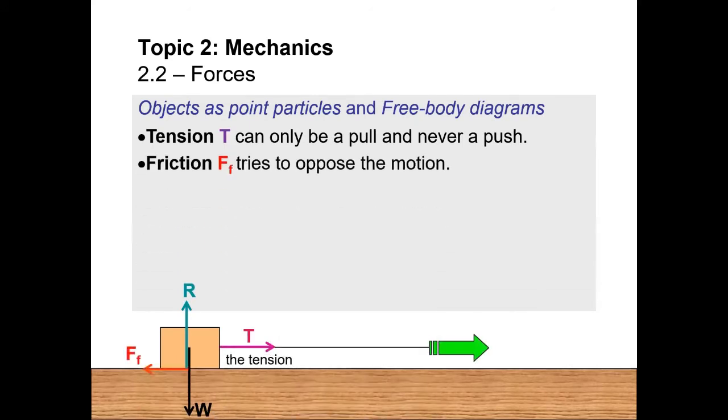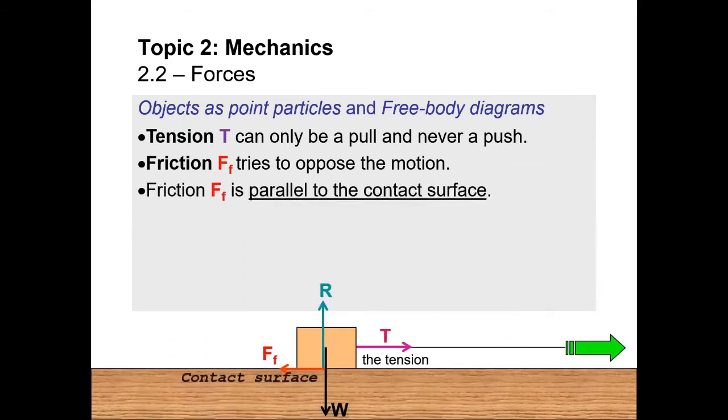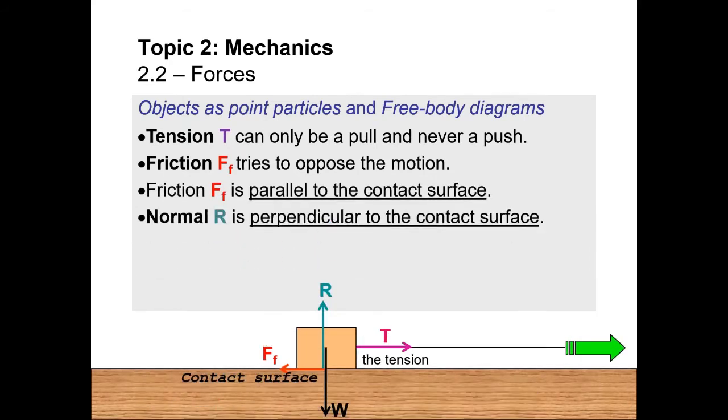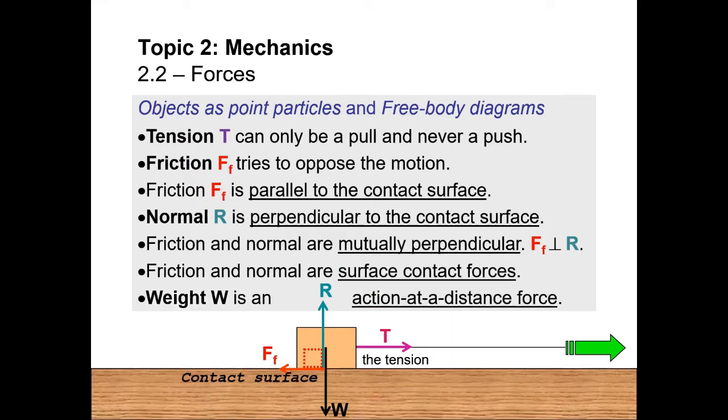Friction tries to oppose the motion. Friction is parallel to the contact surface. Normal is perpendicular to the contact surface. Friction and normals are mutually perpendicular. Friction and normals are surface contact forces, and the weight W is an action at a distance force.